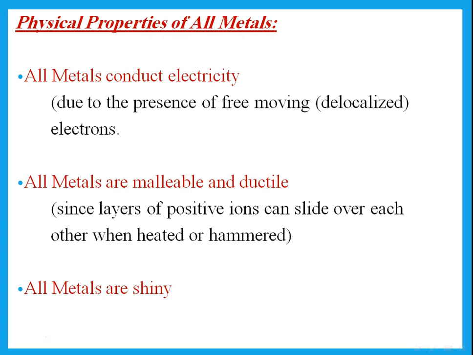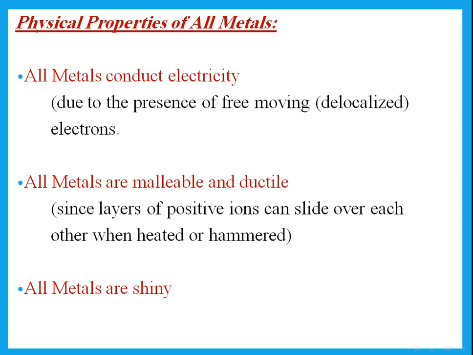All metals are malleable and ductile. Do you remember what is meant by malleable and ductile? We said malleable means we can spread them into sheets like your aluminium foil that we have at home, and ductile means they can be pulled into wires like the copper wires that we have at home. So all metals are malleable and ductile.